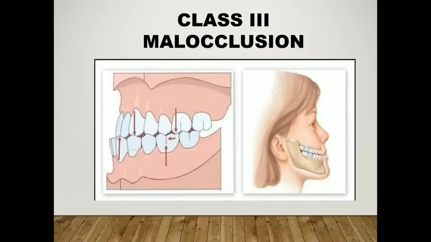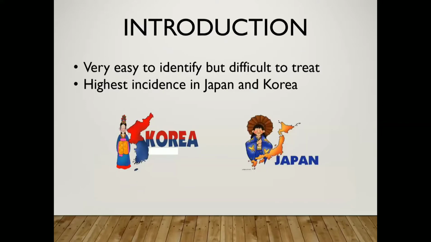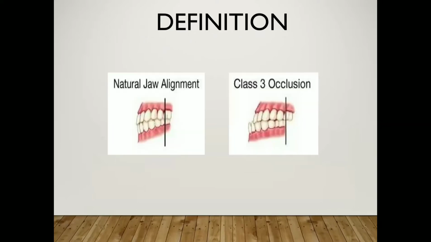Good morning, everyone. So in this video, we'll be seeing about class 3 malocclusion. A class 3 malocclusion is very easy to identify, but very difficult to treat. The highest incidence of class 3 malocclusion is seen in Japan and Korea.